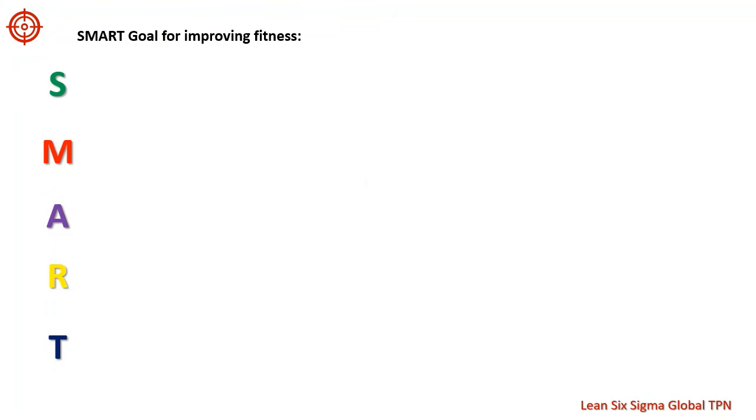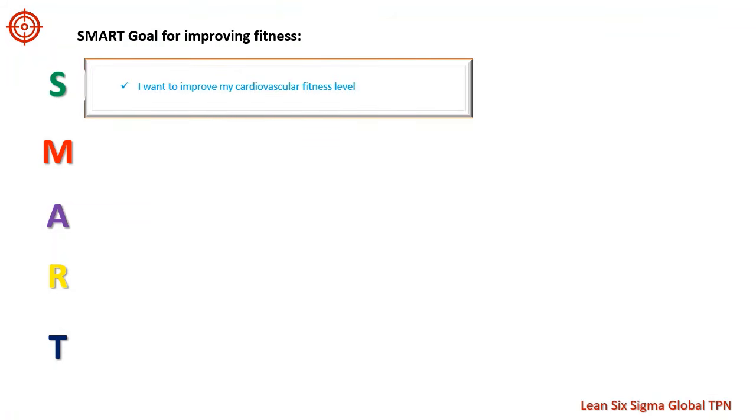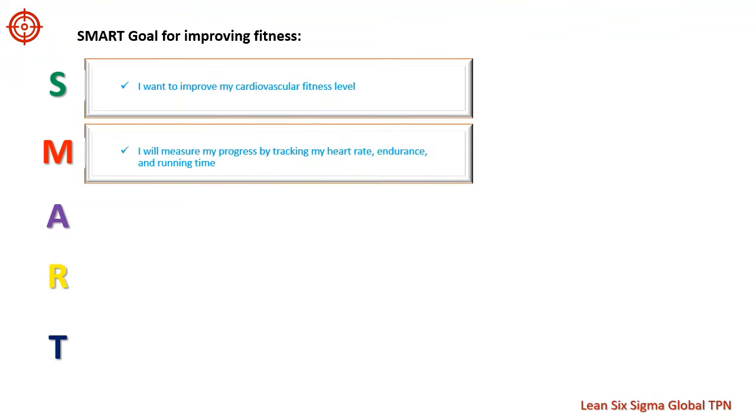Okay, so here's an example of a SMART goal for improving fitness. The specific goal is: I want to improve my cardiovascular fitness level. The measurable goal is: I will measure my progress by tracking my heart rate, endurance, and running time.